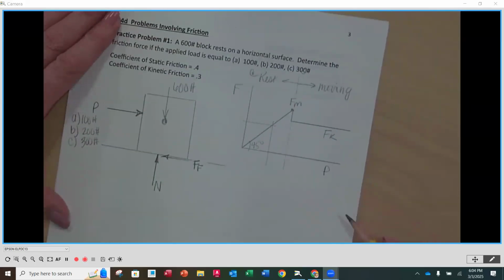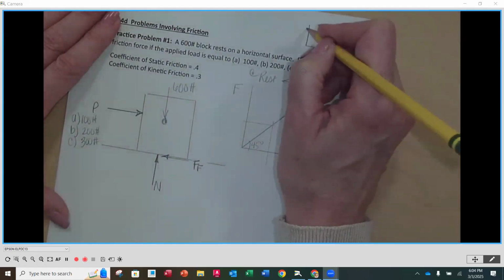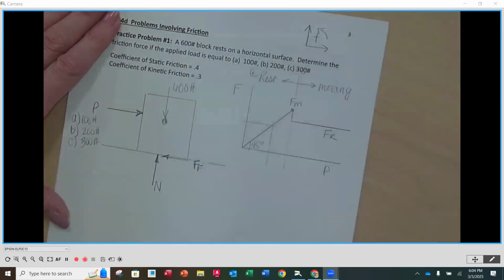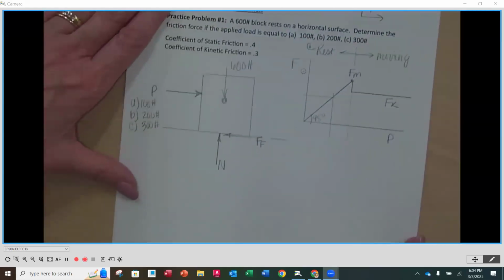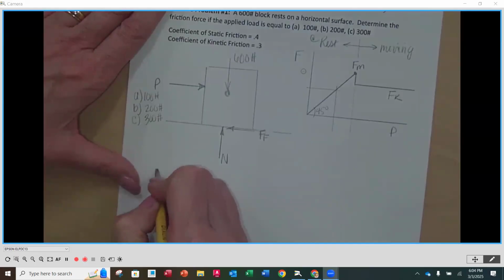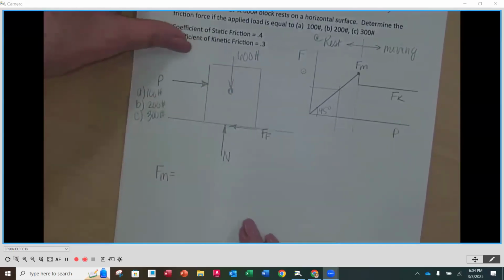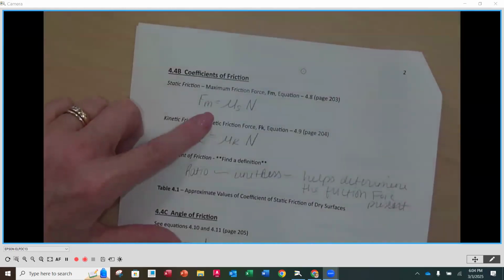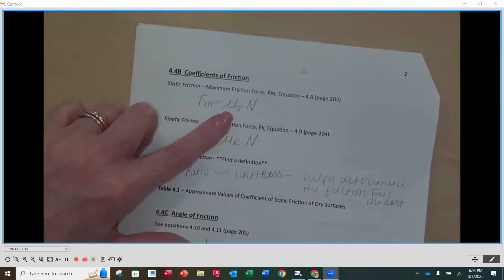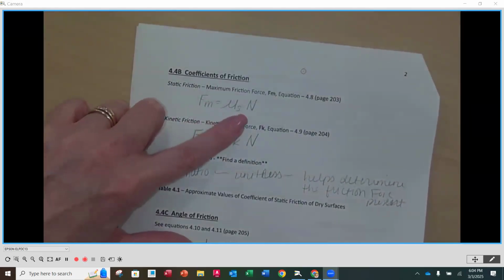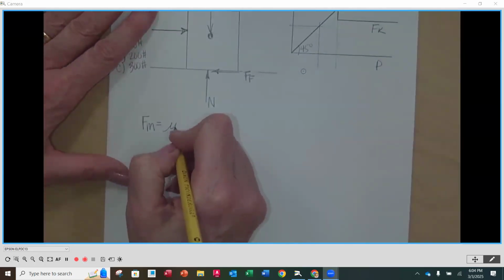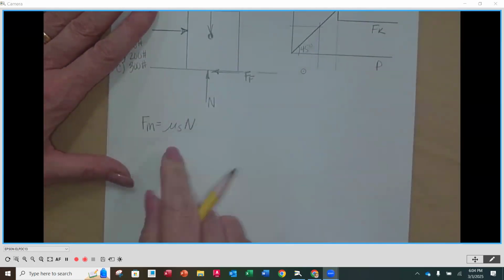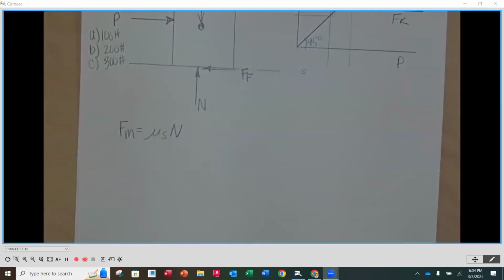Now, let's put our convention up here because we will be summing some forces. I don't think we'll be doing any moments, but we will be summing some forces. So, maximum friction force. On the previous page, the maximum friction force is equal to the static coefficient times the normal force. Always write out your equation in variable form first. This tells me what you're going to do.